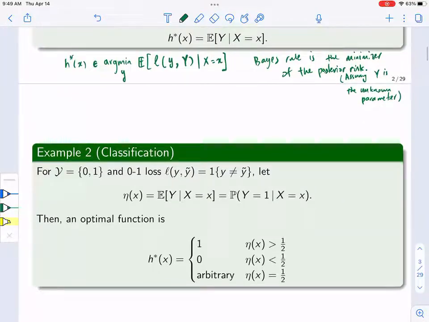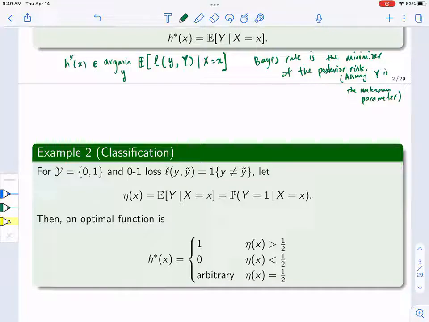If you do classification, the loss usually is taken to be the 0-1 loss. So y is binary, and so you pay a loss of 1 if you predict incorrectly. You pay a loss of 0 if you predict correctly. So this is a binary loss. And if I define the regression function here to be, let's say, eta, it's common sometimes to write it like that in this case.